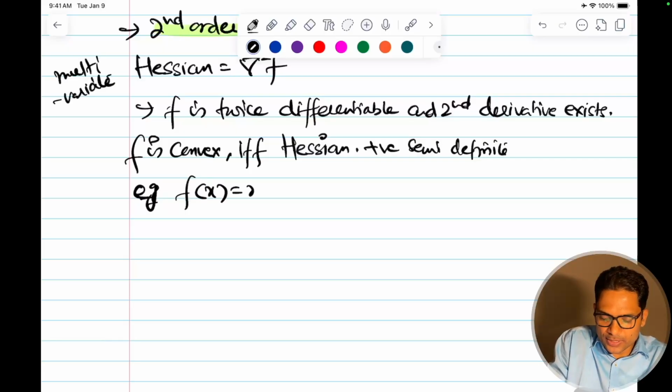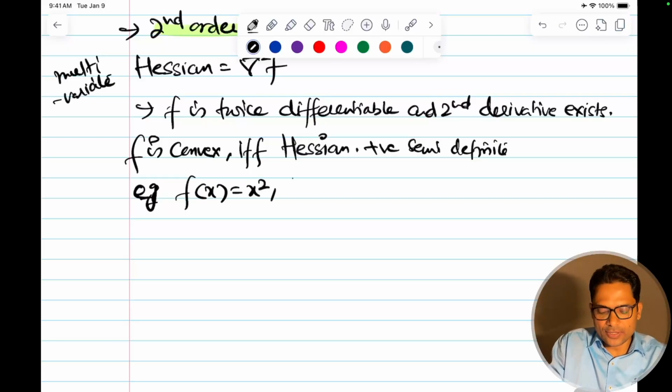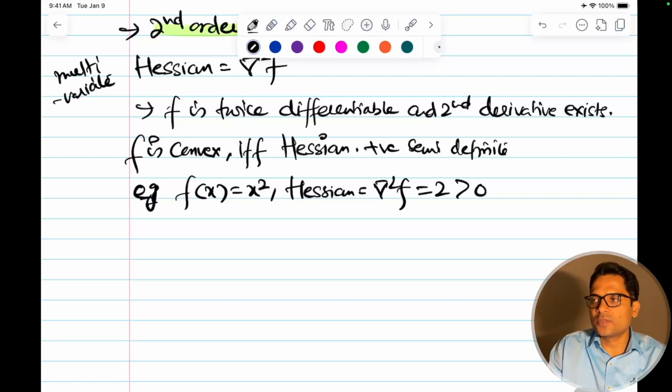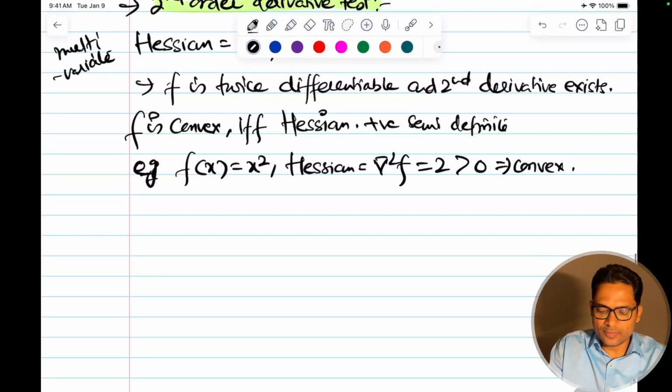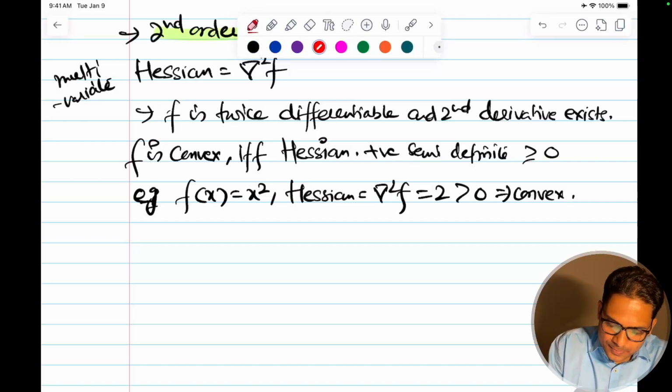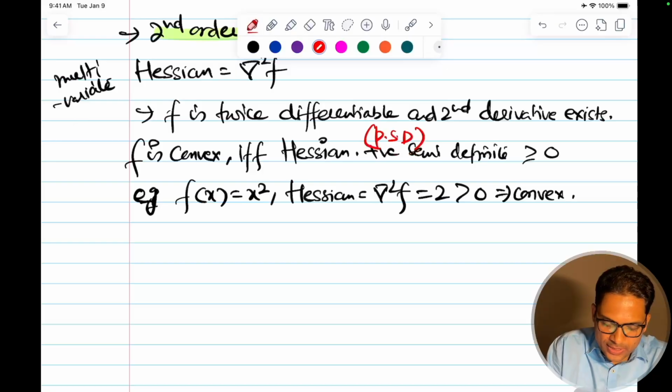I'll give you a quick example. If f of x is equal to x squared, then your second derivative, your Hessian, will be del square f, which is equal to 2, which is greater than 0. This implies this is a convex function. So this should be positive, meaning greater than or equal to 0. Positive semi-definite means greater than or equal to 0, written as PSD. There is something called positive definite also.